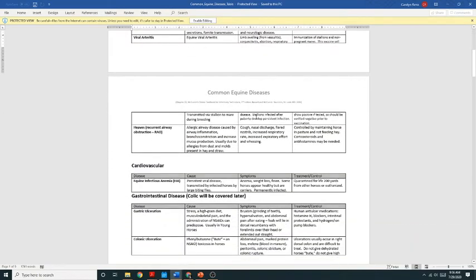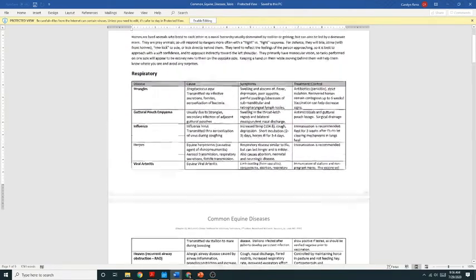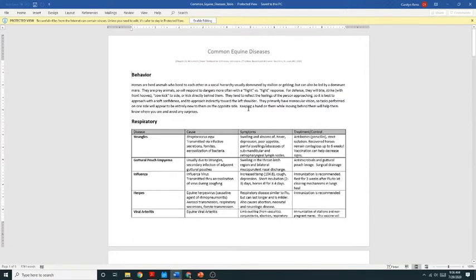So I do recommend that you print these out, put them in a binder, and definitely have them in front of you while you're going through the lecture in order to refer to this in writing as I'm talking about things.